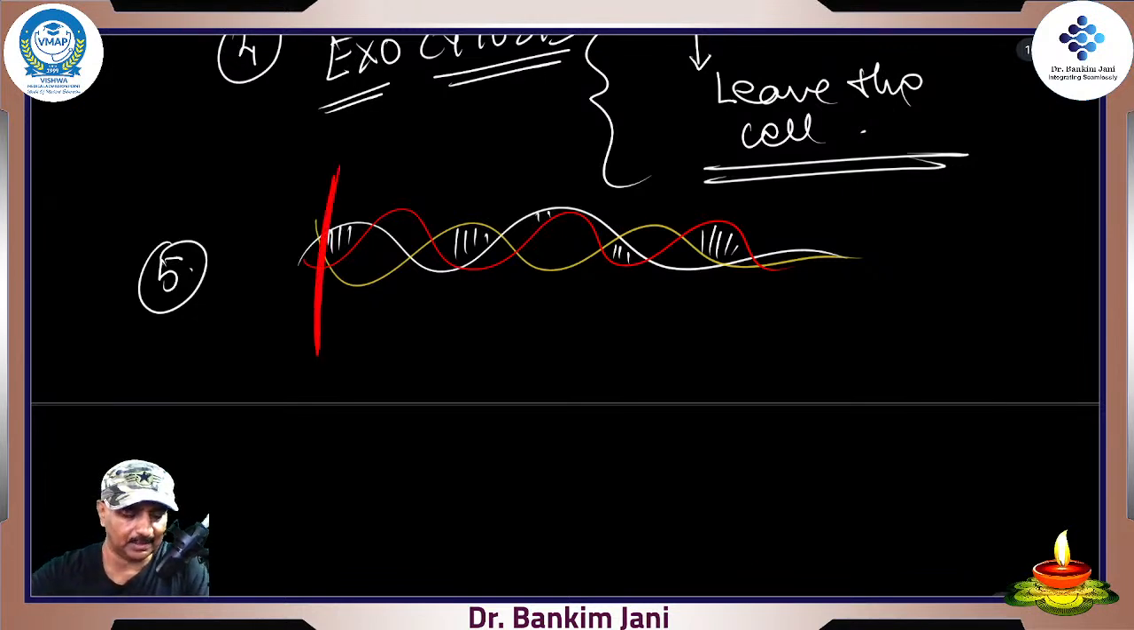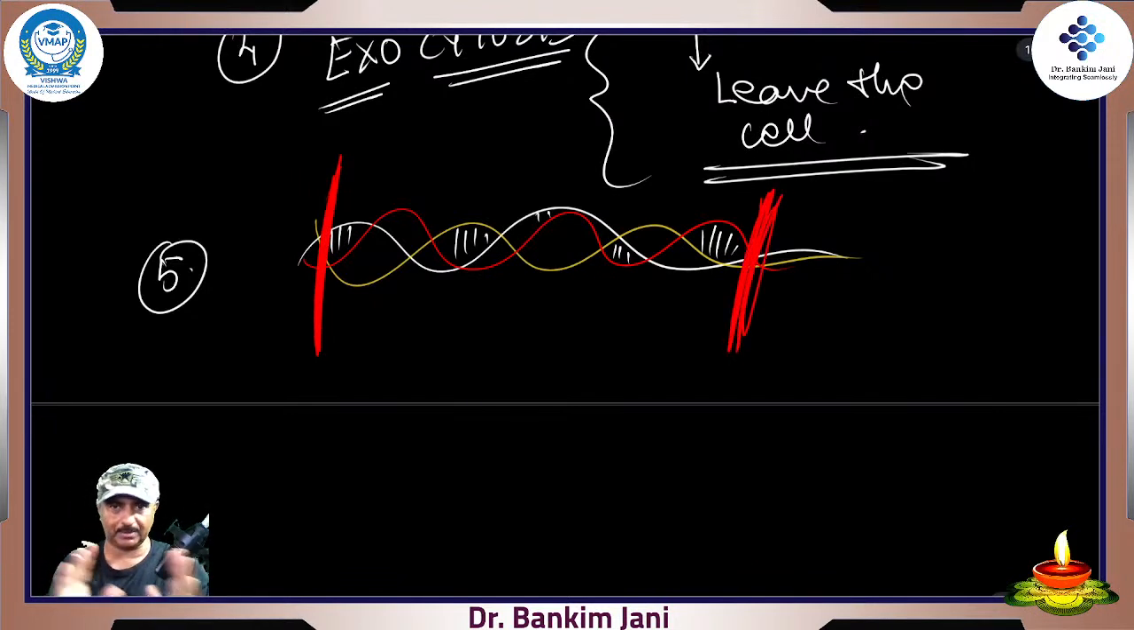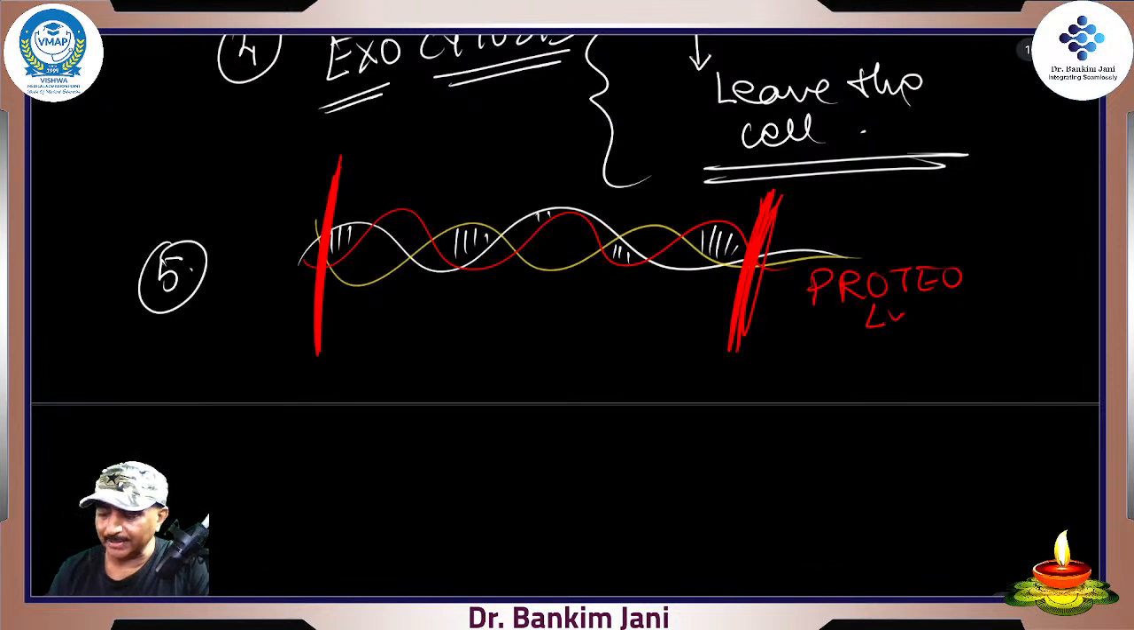We need to slice off the ends, cut the ends, right? So it looks decent, properly cut. And this is what is called the cleavage. It is called the cleavage. This is called proteolytic, lysis means to cut, lytic cleavage, right? It is called the proteolytic cleavage.